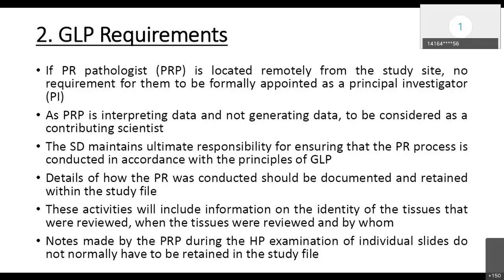During the peer review process, the notes generated by peer review pathologists are normally not retained in the study file. They are not to be retained in the study file, but a peer review pathologist needs to generate a statement that he or she has examined.